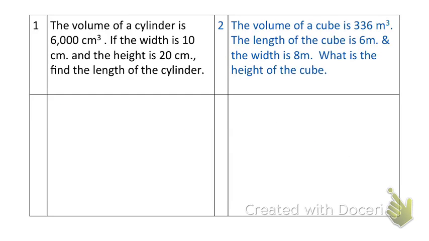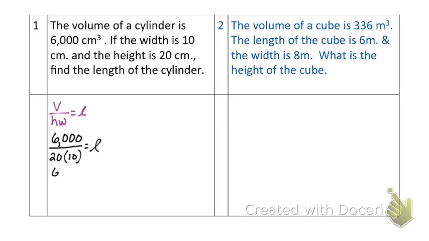Let's go. On the first word problem, it says the volume of a cylinder is 6,000 centimeters cubed. If its width is 10 centimeters and the height is 20 centimeters, find the length of the cylinder. So we know that we have the volume, the width, and the height, and we're looking for the length. So the formula we are going to use is V over HW equals L. The reason you use this formula is that now all we have to do is substitute our values in: 6,000 for my volume, 20 for my height, 10 for my width, and that's going to equal my length. And then we just have to simplify.